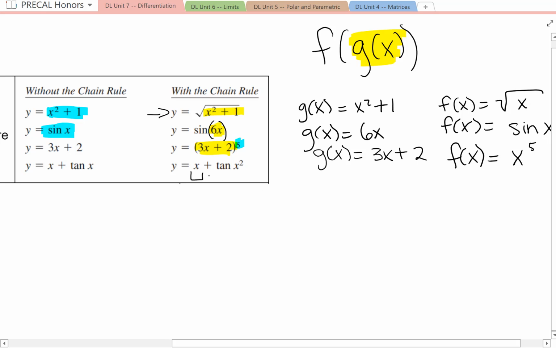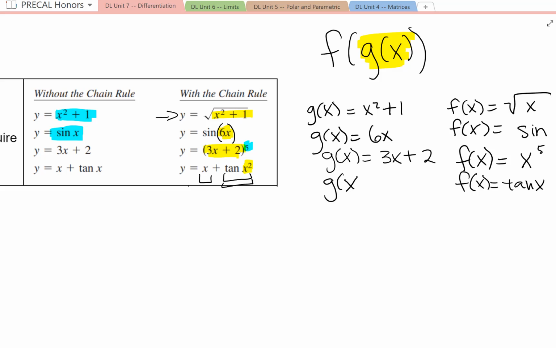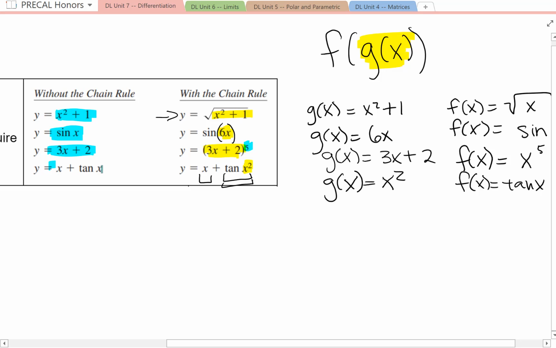This x right here will not require the chain rule, but since you're taking the tangent of not just x, you're taking the tangent of x squared, this right here will require the chain rule. So in that case, your outside function was tangent, so you're taking the tangent of something, and the inside function was what you're taking the tangent of, which happened to be x squared. It's important to recognize when you need the chain rule and when you do not, and what is your outside function and what is your inside function.